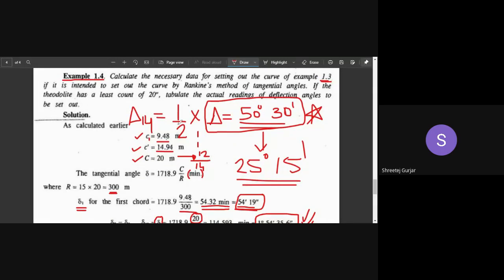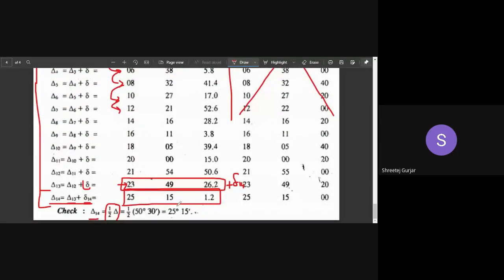So this has to be what? Delta 14. So this is our check. Let us check whether we have arrived correct. So we have arrived at 25 degree 15 minutes, but there is some error in seconds. 1.2 seconds is the error, so it is very negligible. You can neglect this and write it as 0, 0. You can see in the theodolite reading they have neglected it and written it as 0, 0.